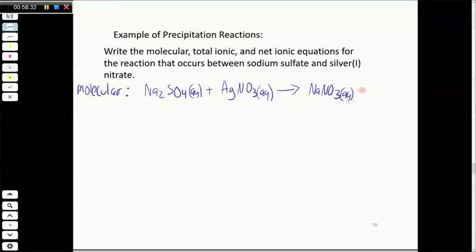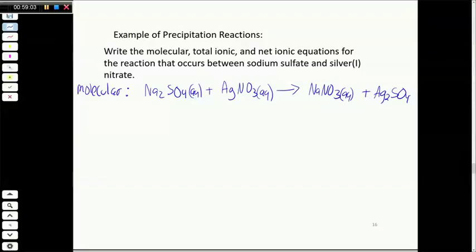And then for the other product, we take silver and pair it with SO4 2-. The silver is +1, and we don't ever change the charge of the cations. We're not doing that yet; that's later in this chapter. For a precipitation reaction, we don't change any charges. So silver is still silver 1 in the product. If we pair silver 1 with SO4 2-, we need two silvers, so we get Ag2SO4. That's the correct formula for silver 1 sulfate.